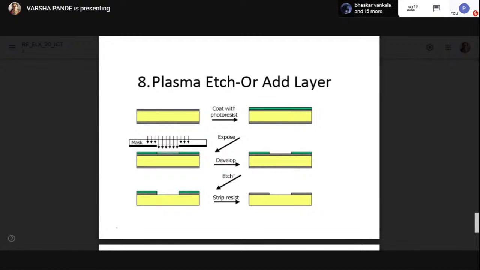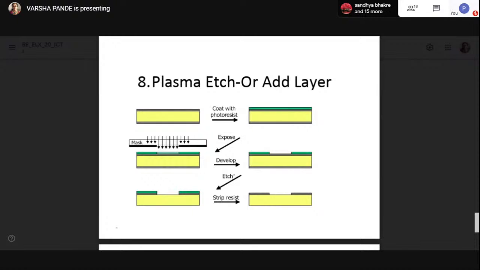After this, the developer solution is applied to this. Once the developer solution is applied, the weak part of the photoresist will be removed. Once that weak part of the photoresist is removed, the mask is also removed. After this, the inspection is done. After this, hard bake is done, so that any leftover particles of the photoresist will be removed. And after this, inspection is done. Then finally, we will see it like this.